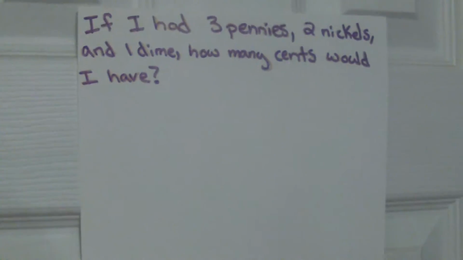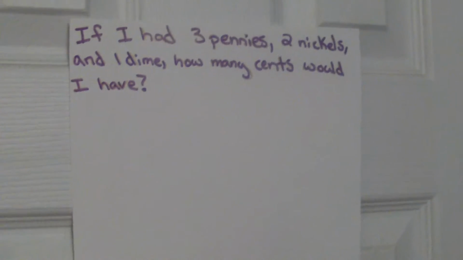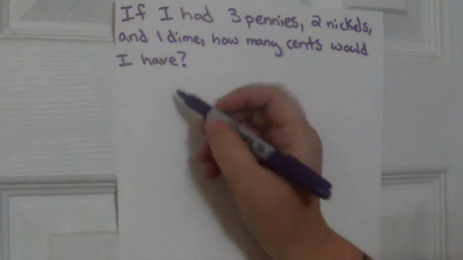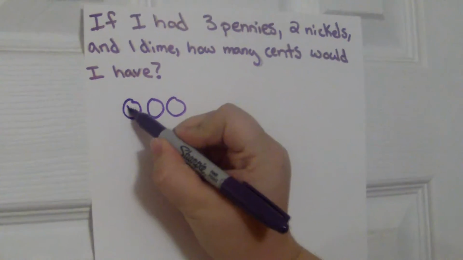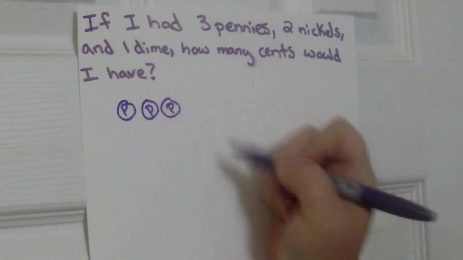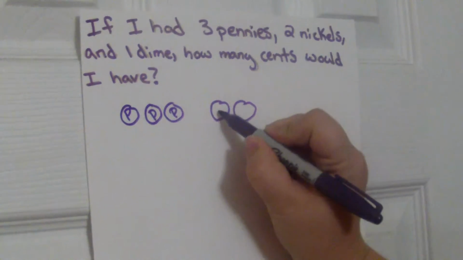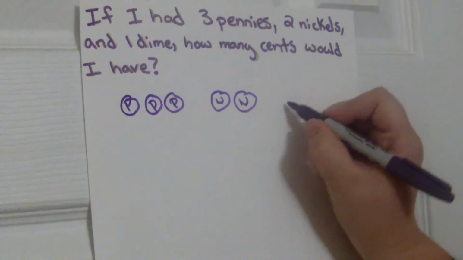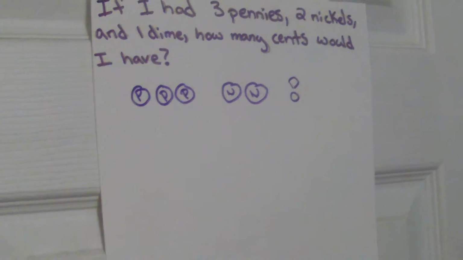So now we are going to review the types of questions that are going to be on your test. So the first question is going to look like this one. If I had 3 pennies, 2 nickels, and 1 dime, how many cents would I have? So to solve this problem, we're going to draw a picture. So we're going to have 3 circles, and we'll put a P in each of those for pennies. We have 2 nickels, so we'll put an N in those, and we have 1 teeny tiny dime. And we'll just put the D above it because it won't fit inside.